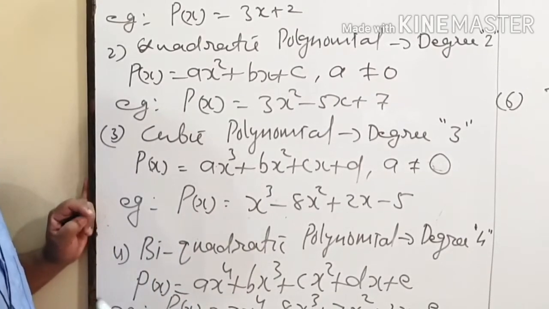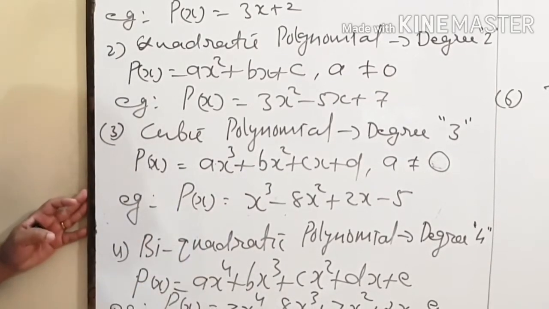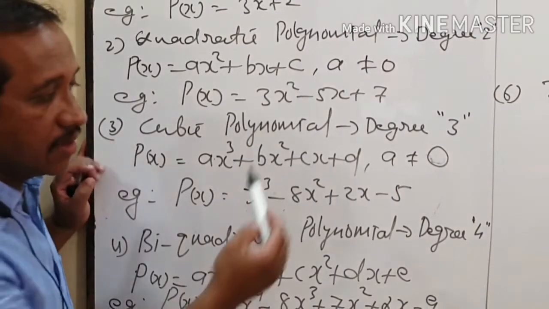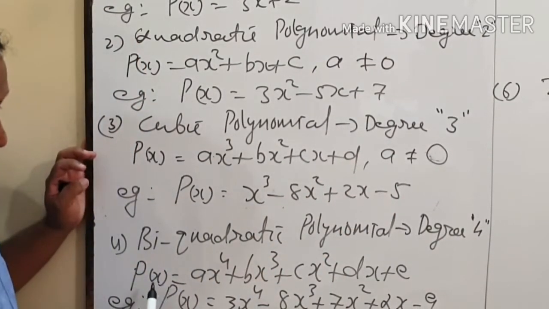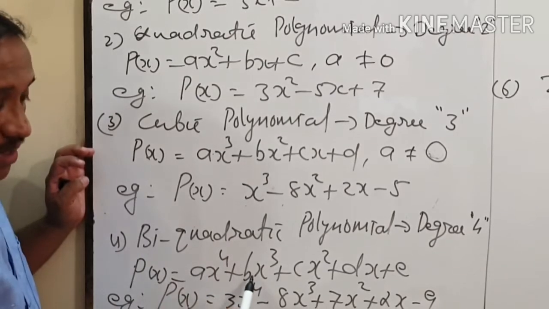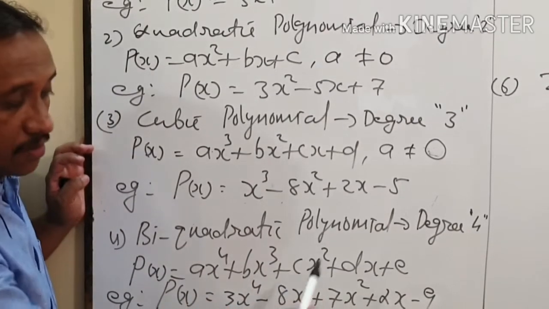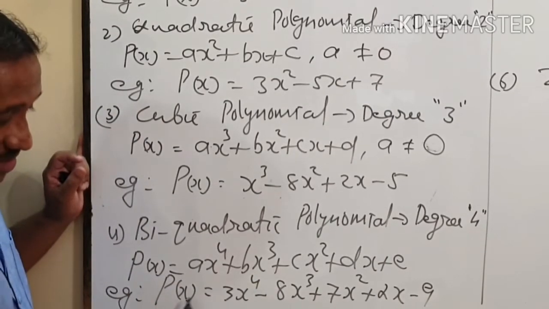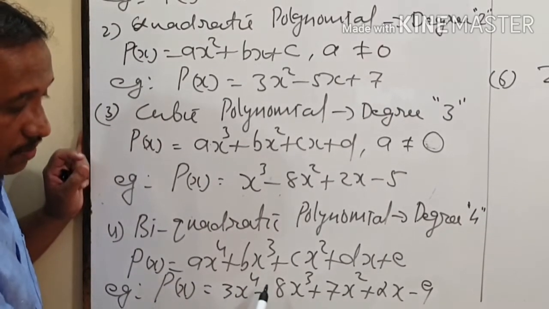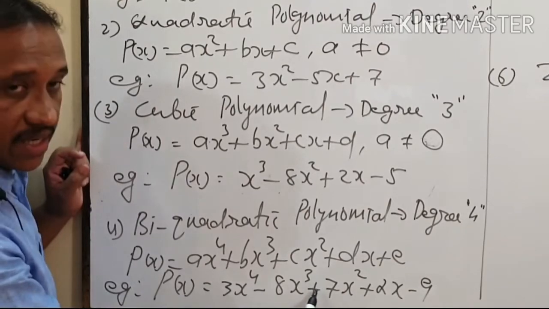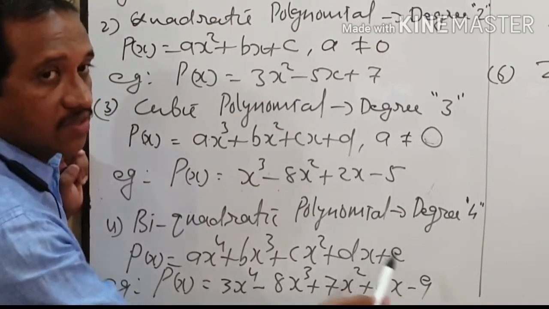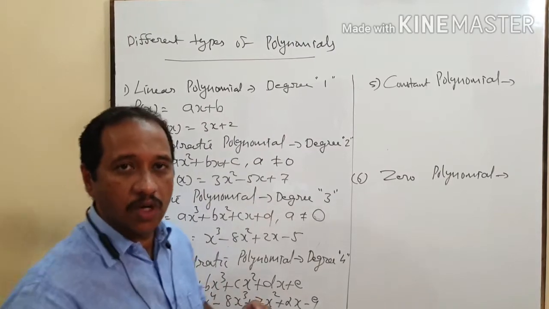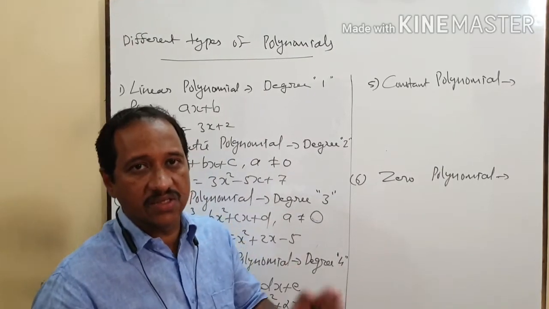The next one is a bi-quadratic polynomial. A bi-quadratic polynomial means a polynomial of degree 4. The standard form is ax raised to 4 plus bx cube plus cx square plus dx plus e. And we have an example, p of x is equal to 3x raised to 4 minus 8x cube plus 7x square plus 2x minus 9. The fifth one is a constant polynomial. A constant polynomial means whose degree is 0.